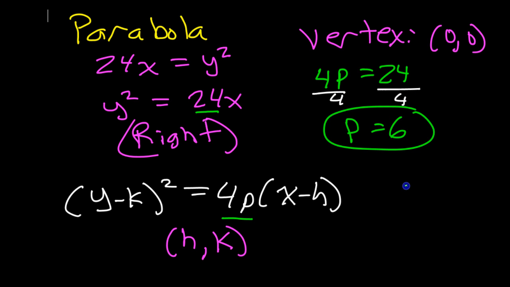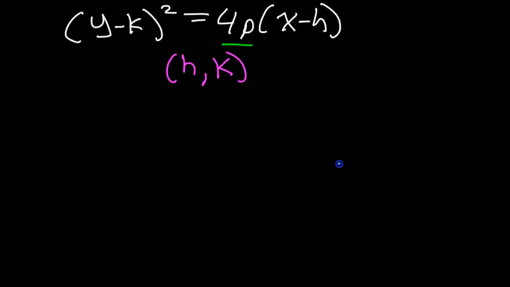Okay, here's what I do with that information. So I know that I've got the vertex at 0, and the parabola is going to the right, and the p-value is 6. So it's time to make a sketch.